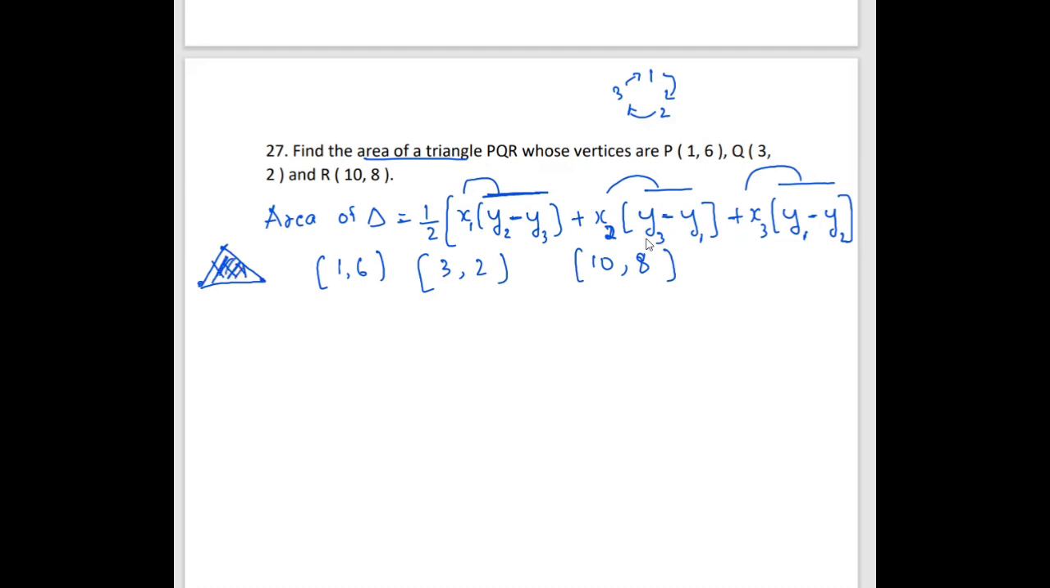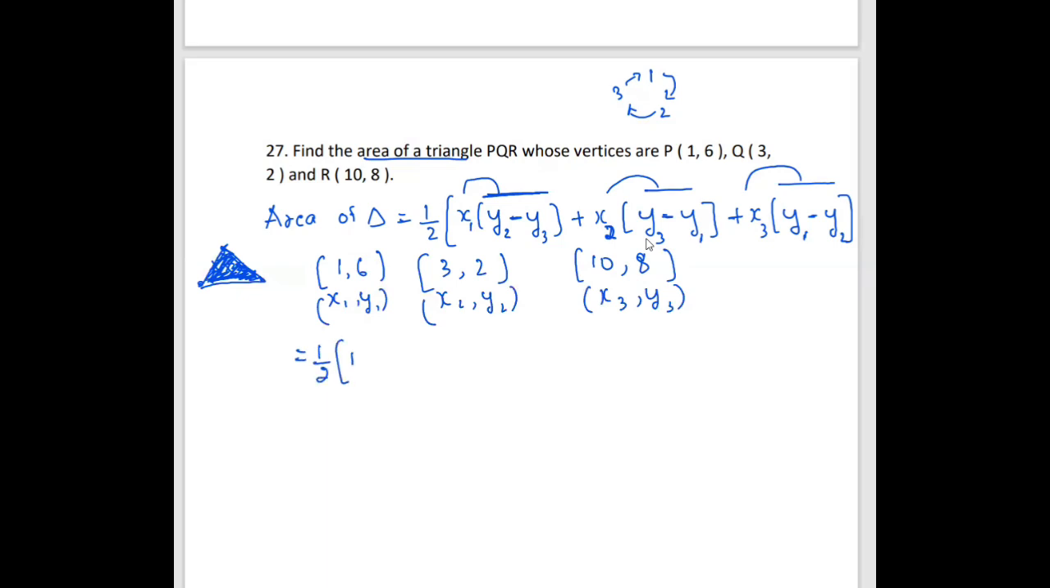Generally, half into base into height is one such formula we use, or else we use Heron's formula. Here, if there are 3 coordinates, I'll write them as x1, y1; x2, y2; x3, y3. That's all. So now I'll put in the formula. Therefore, area of triangle is equal to half, as it is.